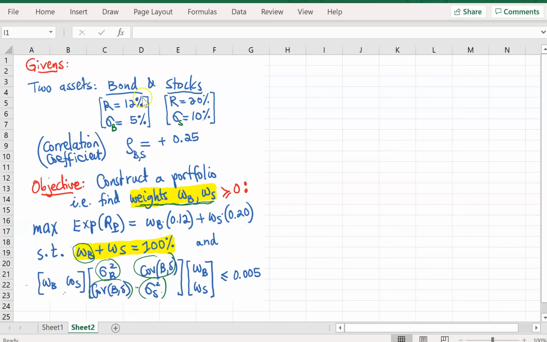The average return for the bond was 12%. The standard deviation of the bond, the riskiness of the bond, was 5%. The return of the stock was 20%. The standard deviation, or the riskiness, of the stock was 10%. We were also given that the correlation coefficient between them was 0.25.